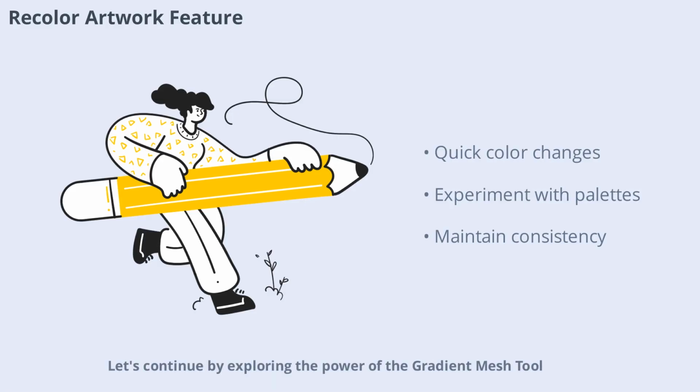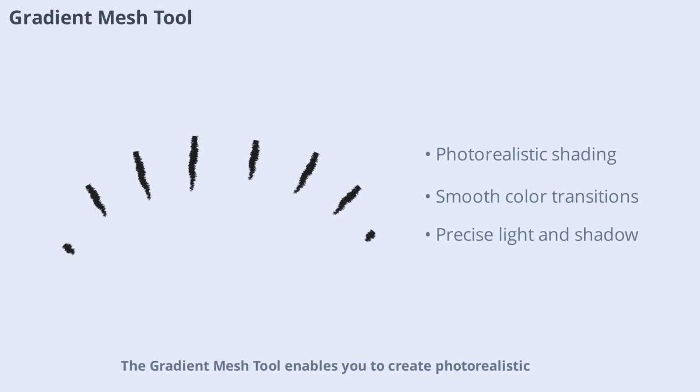Let's continue by exploring the power of the Gradient Mesh tool. Gradient Mesh tool enables you to create photorealistic shading and smooth color transitions within a single object. By adding mesh points and adjusting their color, you can simulate light, shadow, and depth with incredible precision.